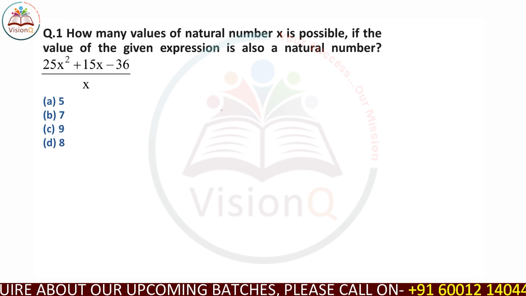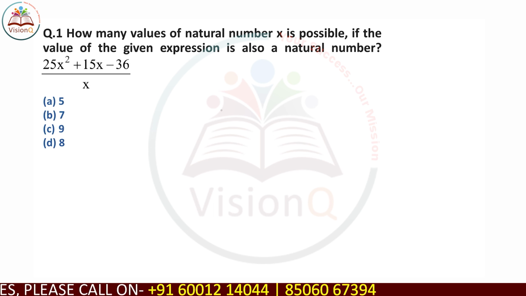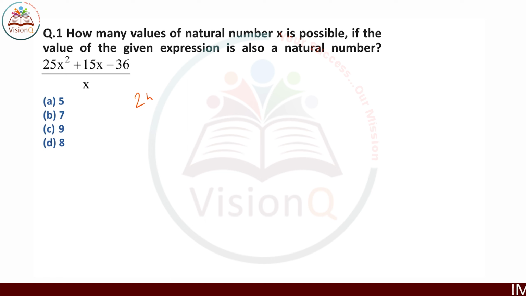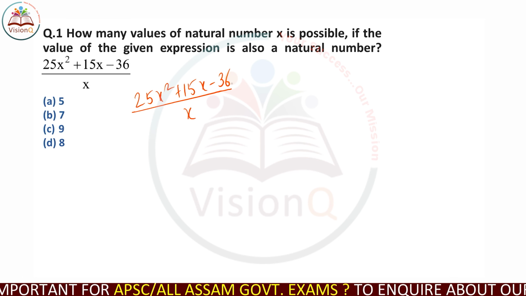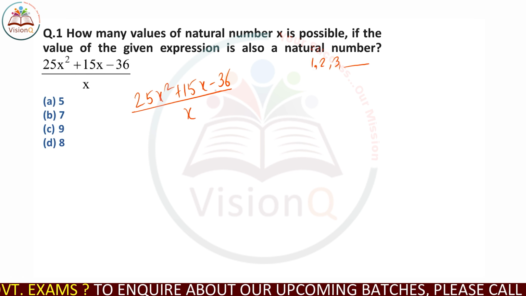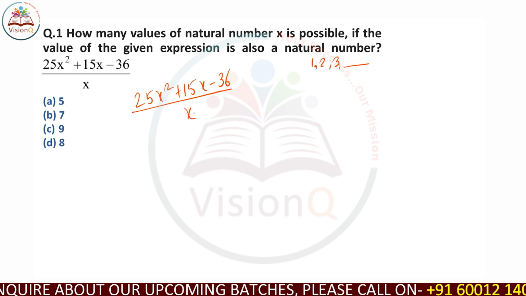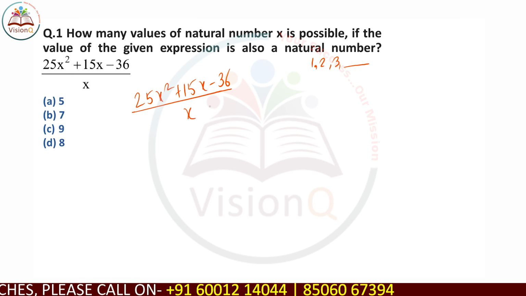So it is given that how many values of natural number x is possible if the value of the given expression is also a natural number. So we are given an expression here. The expression consists of x square and x. It is (25x square plus 15x minus 36) divided by x. Now this expression is a natural number. Okay, that means the natural number starts from 1, 2, 3 and so on. So I have to find out how many values of x are possible, where x is also a natural number.